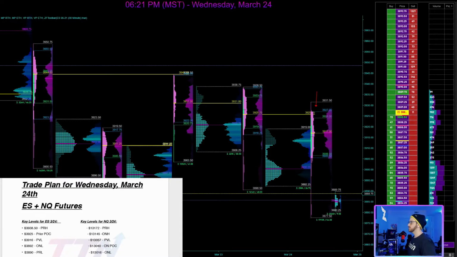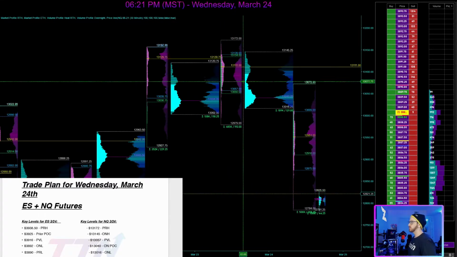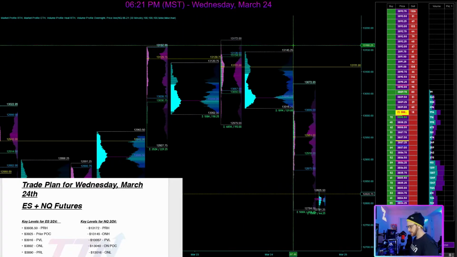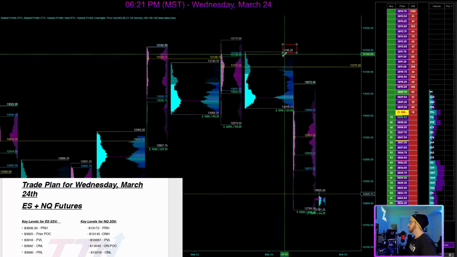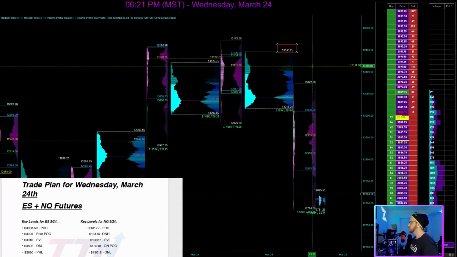Let's go over to NQ real quick, and we'll go over those levels briefly. First and foremost, again, the prior range high at 13.172. Next level was the overnight high at 13.145. You can see this guy right here. And we didn't even touch either of those levels, nor the naked POC that we had from yesterday either.